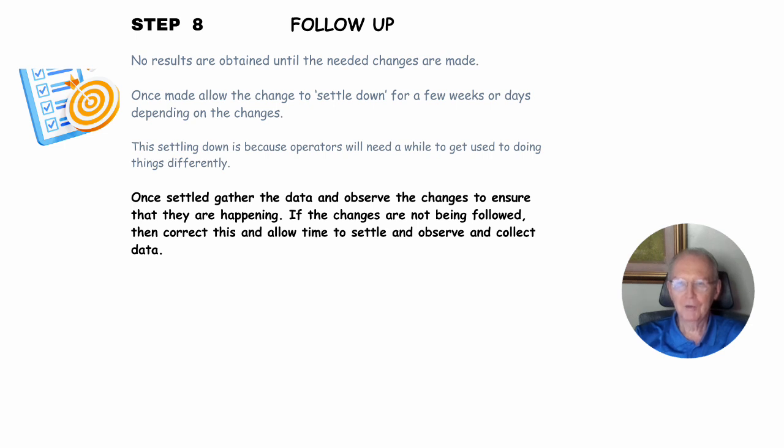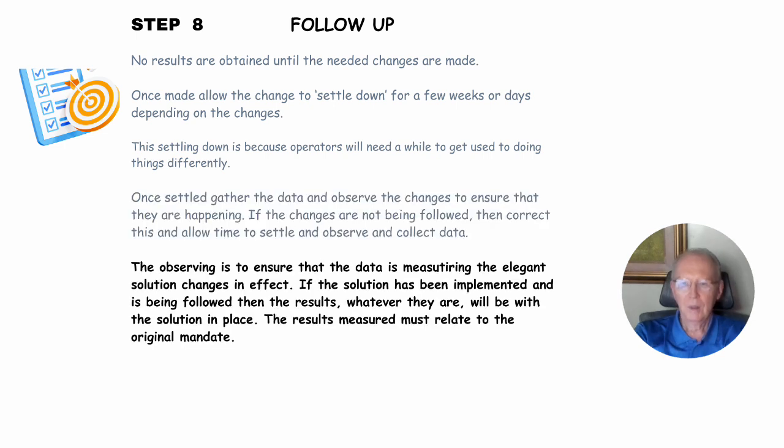And don't be surprised if there's a little bit of iteration at this time. They might have made changes, but they might have not done them exactly as they were designed. So at this stage, you'll do Gemba, go to the site, actually observe that the changes are happening, and make sure that the solution has been implemented and is being followed. Because you don't want to get results if the process hasn't been changed in the way that it was designed.